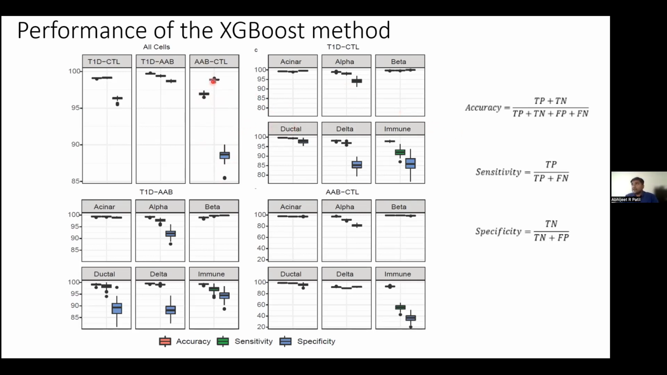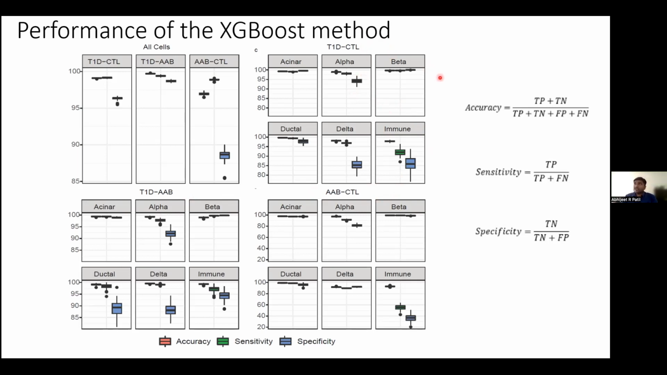Next, we applied the same strategy, but now across different cell types for each comparison. So for example, this plot is for all the different cell types within type 1D versus control. We chose all the major cell types such as SNR, alpha, beta, ductal, delta, and immune. And also did the same thing for type 1D versus autoantibody positive versus control. So overall, the classifier accuracy was better in type 1D versus control and type 1D versus AB compared to autoantibody positive versus control.